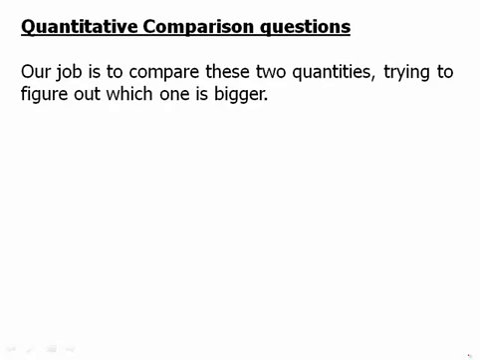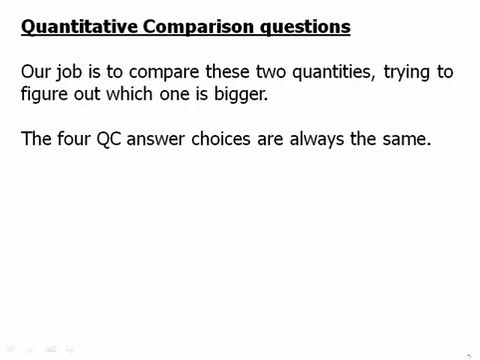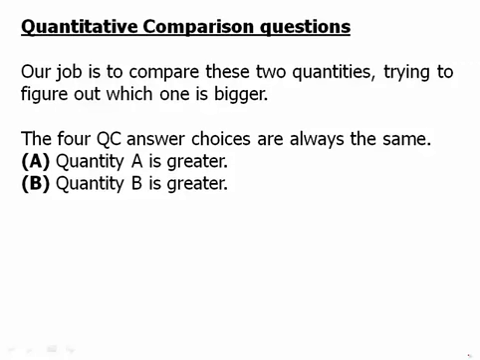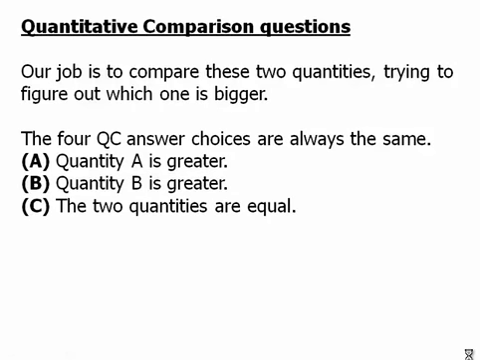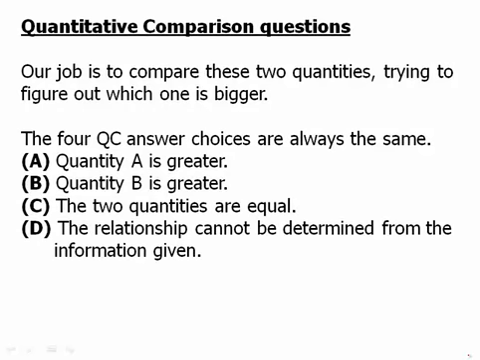Our job is to compare these 2 quantities, trying to figure out which one is bigger. That's the big idea of quantitative comparisons. It is a comparison of 2 quantities. The 4 answer choices are always the same, so it's very important to get familiar with these answer choices. Answer choice A means quantity A is greater. Answer choice B means quantity B is greater. Answer choice C means the 2 quantities are equal. Answer choice D means the relationship cannot be determined from the information given.